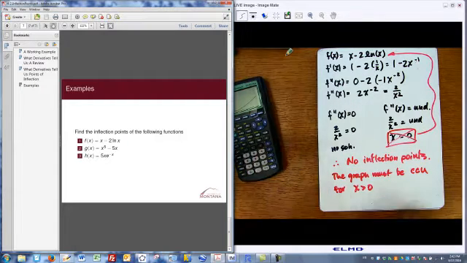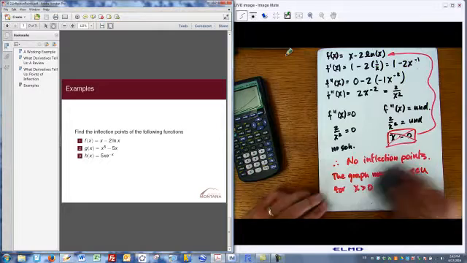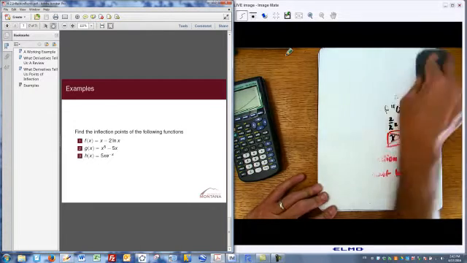Okay, so kind of a tricky place to start, but some graphs do have no inflection points, right? It's possible. Let's go ahead and move on to the second example.